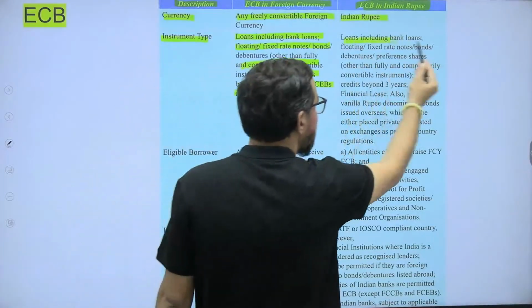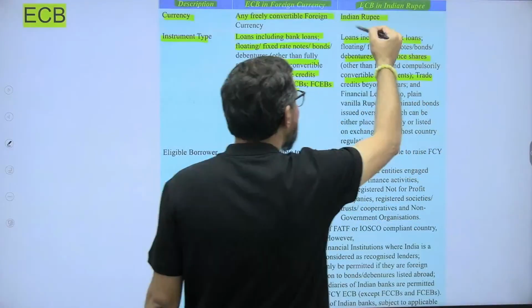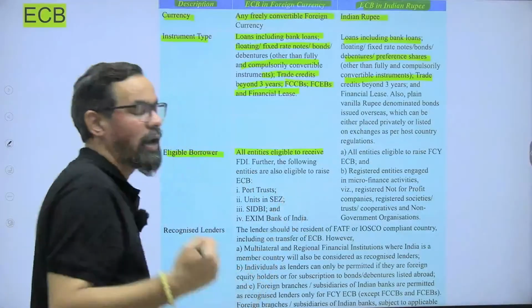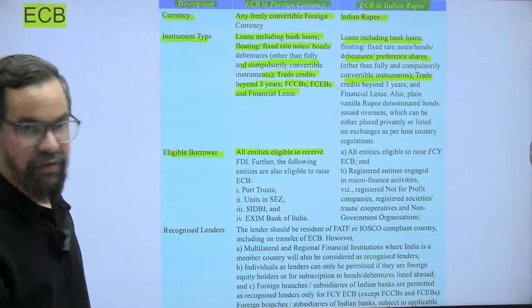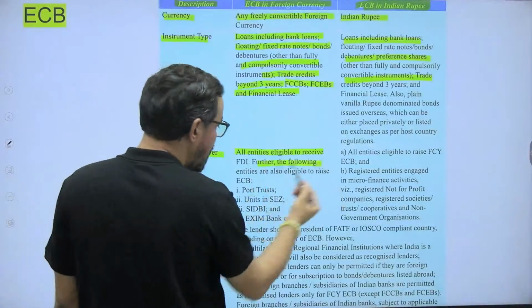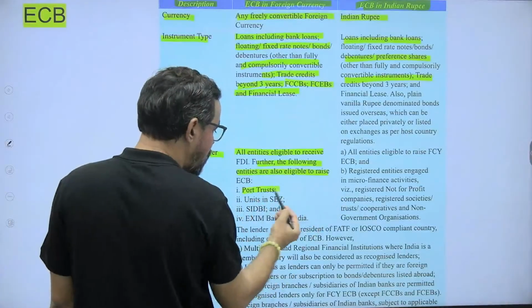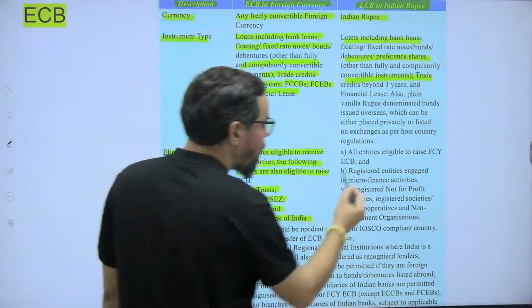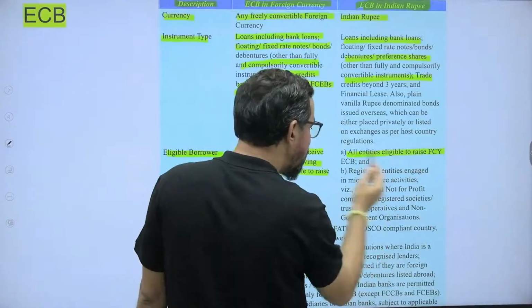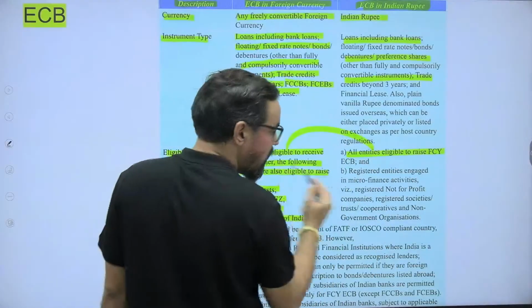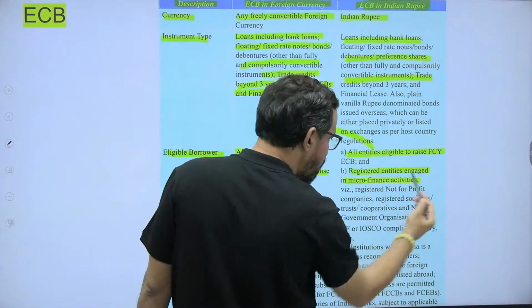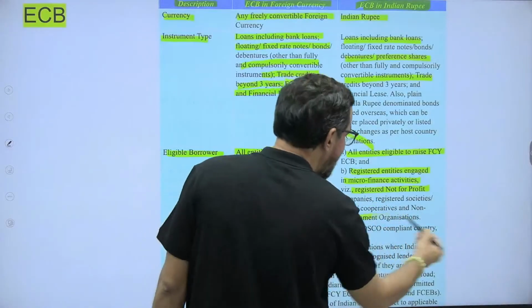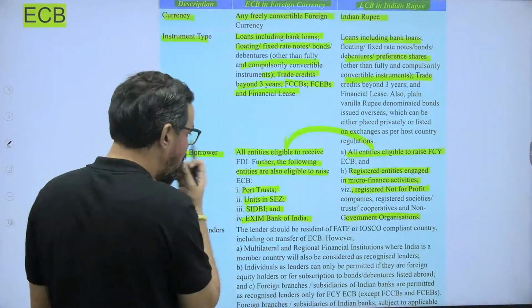In case of rupee, these are basically the same. The only thing is the currency is changed. Eligible borrowers: all entities who are eligible for FDI. Okay? So they are further the following entities, like Port Trust, Unit, SEZ, SIDBI and Exempt. Okay? All entities eligible to raise foreign currency ECB, registered entities engaged in microfinance activities, registered not for profit companies and NGOs, non-government organizations.